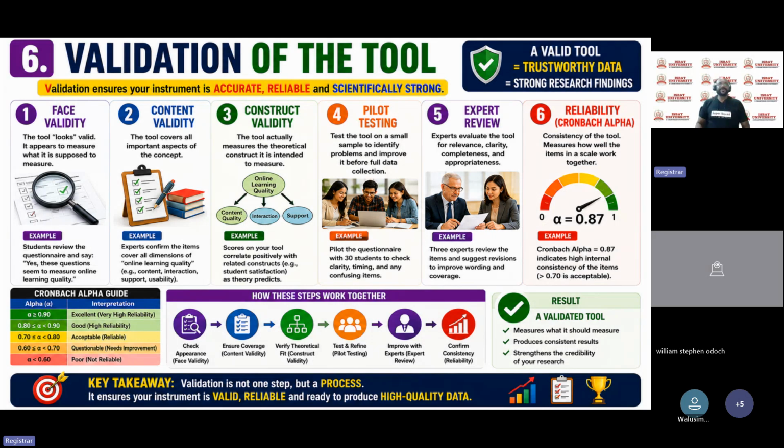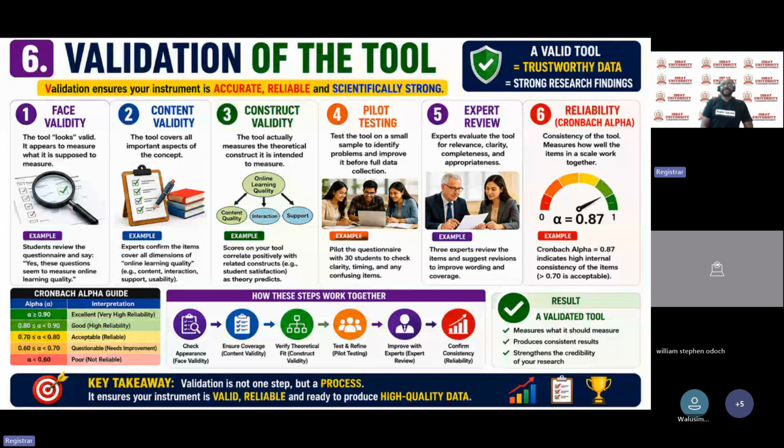because you have to make sure the tool covers all dimensions of what you are trying to measure. Like online learning, what all dimensions does it have, how interactive the tool is, and how highly usable it is to collect data. That is content validity. The third one is construct validity. What is construct validity?